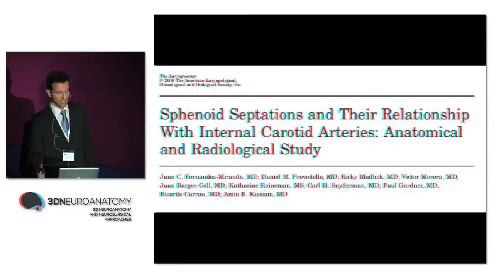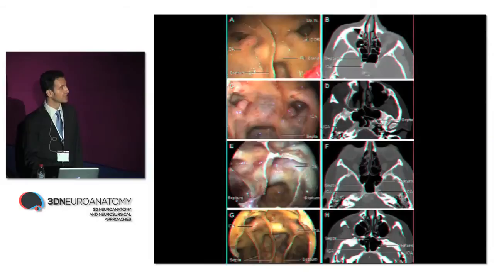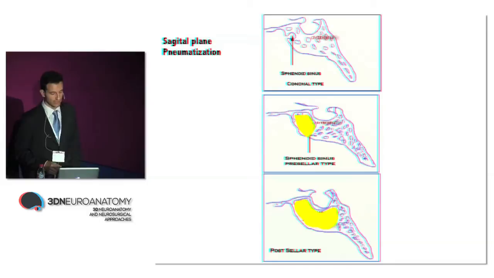The sphenoid septation can be unique, or many, and can be centered or located towards the carotid. In an article of Dr. Fernandez Miranda and collaborators from the University of Pittsburgh, up to 90% of the specimens had at least one septum towards the carotid, as you can check here in these pictures of this paper. The sinus can be more or less pneumatized in the coronal or sagittal plane.